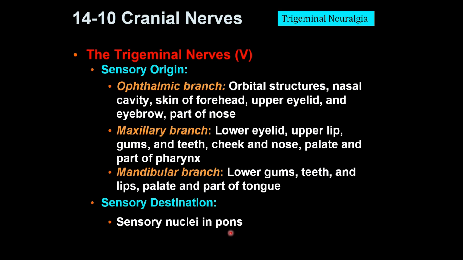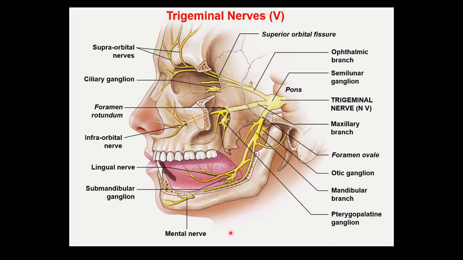This is an image of the trigeminal nerve. So you can see the three different branches. So this is the ophthalmic branch, and part of that is the supraorbital nerve. If you guys remember, there was a supraorbital foramen. This is the supraorbital nerve that's supplying the upper part of the forehead.